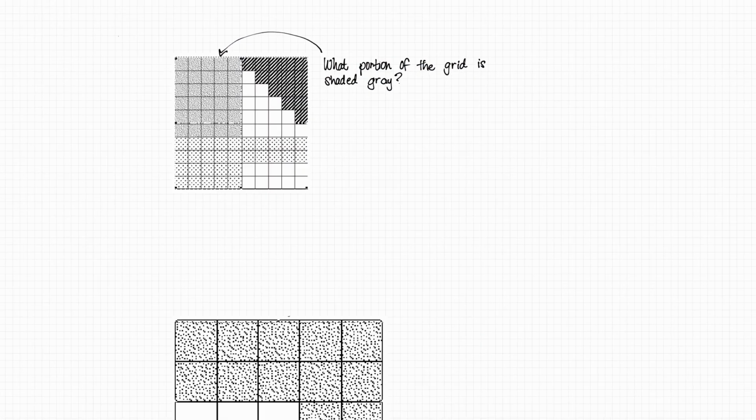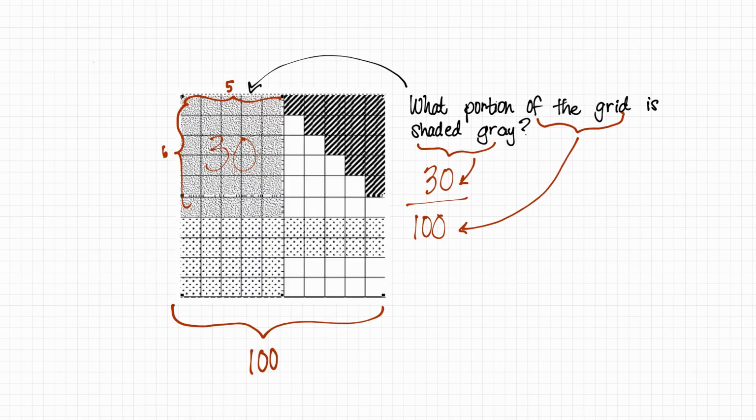In this video, I'm going to go over some tips and tricks to answer the following questions. You're going to find a graphic that's going to ask you what portion of the grid is shaded in a specific pattern. For example, what portion of the grid is shaded gray? If you recognize this grid, it's a hundreds grid, which means there are 100 pieces in this grid. And the particular question asked, what portion of the grid is shaded gray?